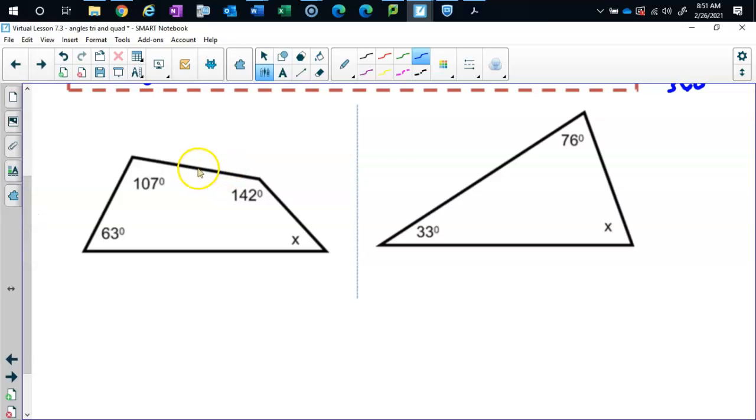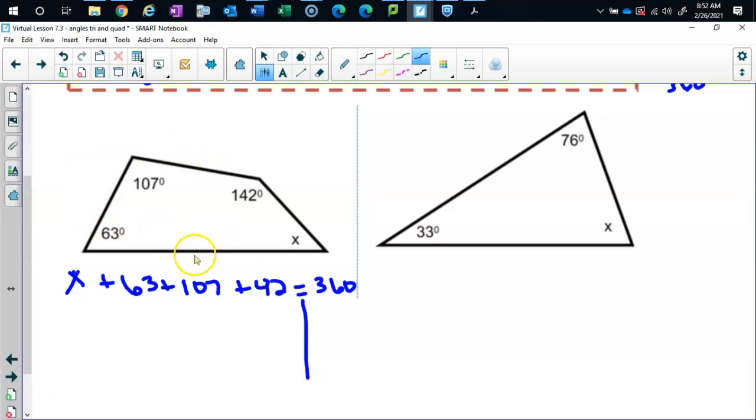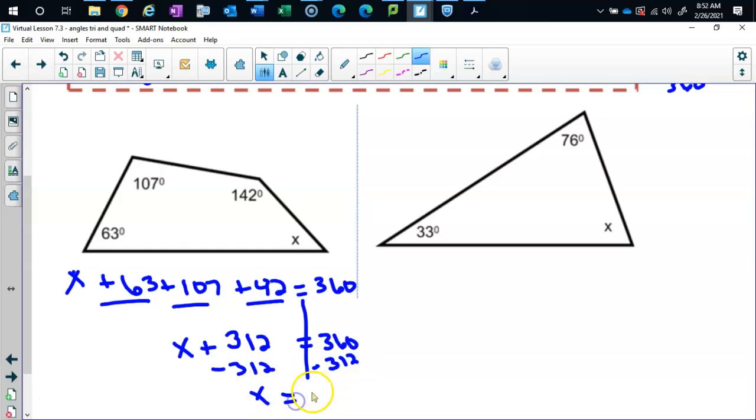All right, so how do we solve for x? Well, this is a quadrilateral. 1, 2, 3, 4 sides. So our equation should be x plus 63 plus 107 plus 42 equals 360, because that is a quadrilateral. It adds up to 360. So on this side, 63 plus 107 plus 42, we get x plus 312 equals 360. Subtract 312 from both sides, and we get x is 48.